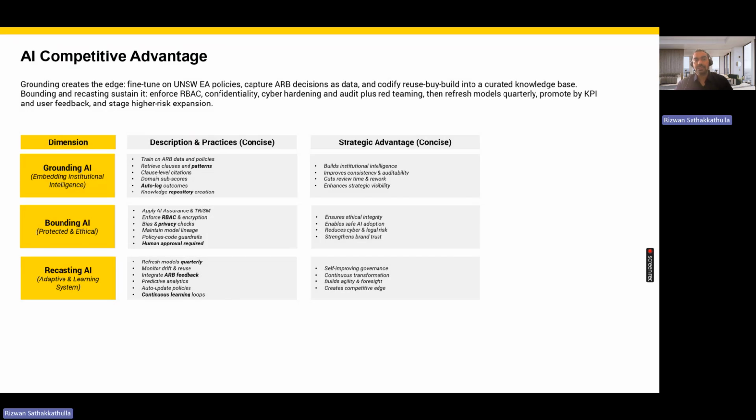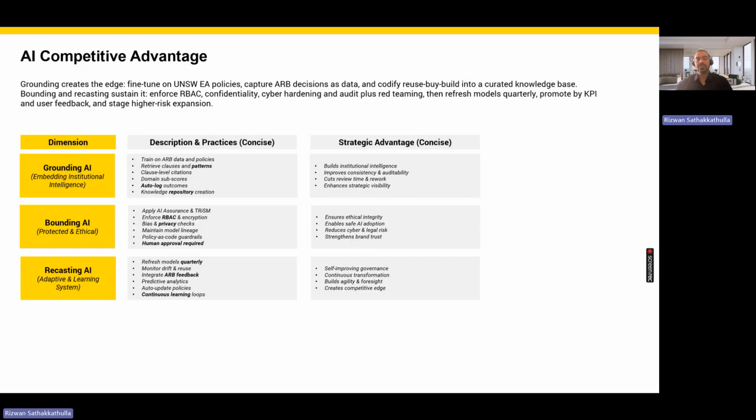Bounding, so we as a university take data security very seriously. So we just want to ensure how we leverage the security controls which have been provided by the enterprise, and also produce some sort of role-based access control and human-in-the-loop controls.